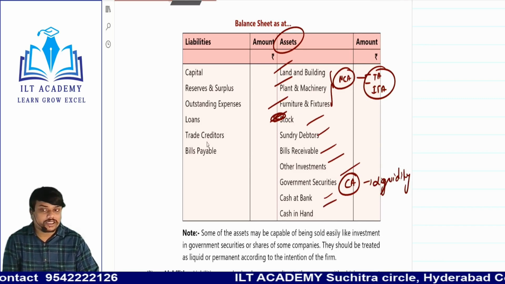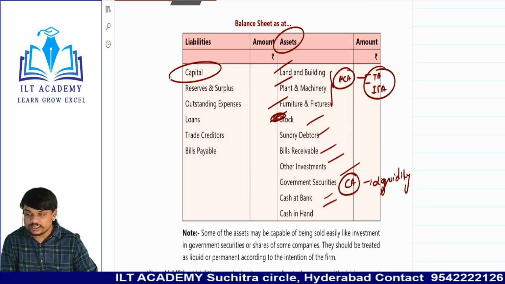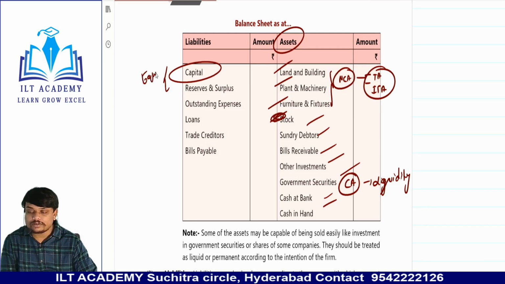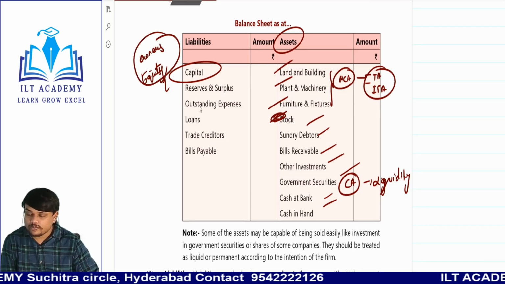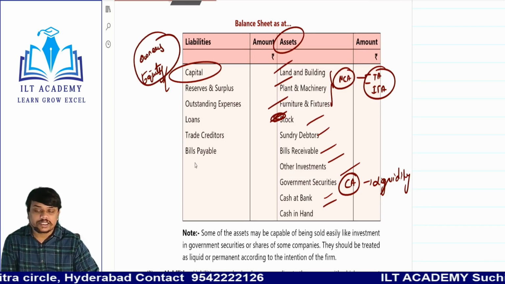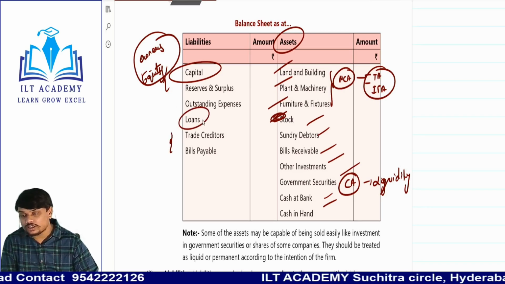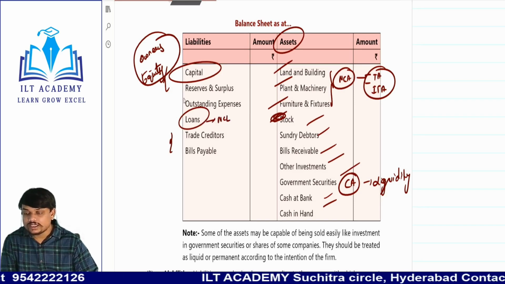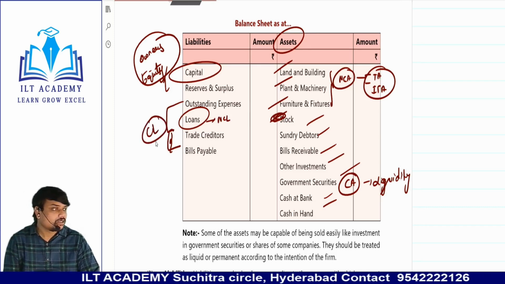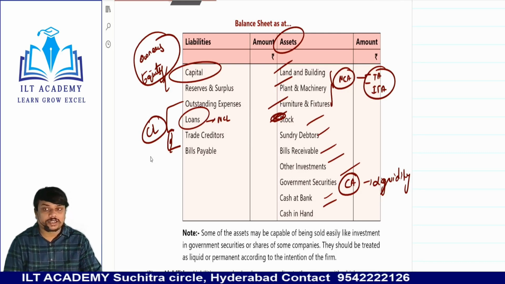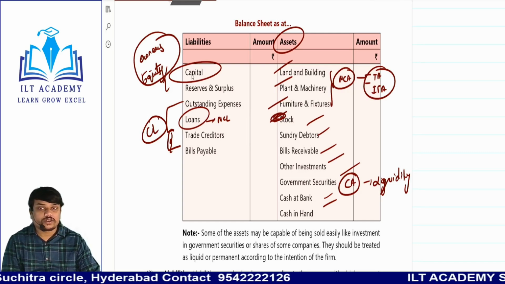Now similarly, current liabilities, non-current liabilities and equity. Equity is nothing but capital. Reserves and surplus form owner's equity. Outstanding expenses, loans, trade creditors and bills payable. Loans, if long term, you can treat as non-current liability. Outstanding expenses, trade creditors and bills payable are current liabilities. Got it? What is non-current liability? Long term purpose. Current liability is short term, and owner's equity is capital.